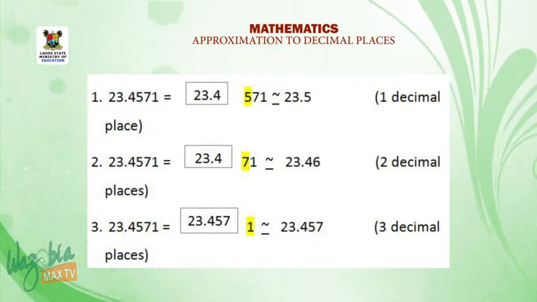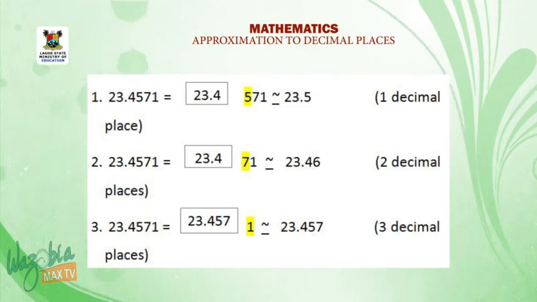So 23.4571 will be equal to 23 point, the first digit after the decimal point is 4. But before we write that down, the digit after 4 is 5. All right, which means we round up, it becomes 1. And that 1 is added to the 4. The final result then is 23.5.